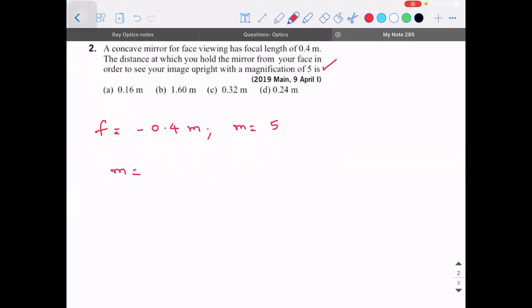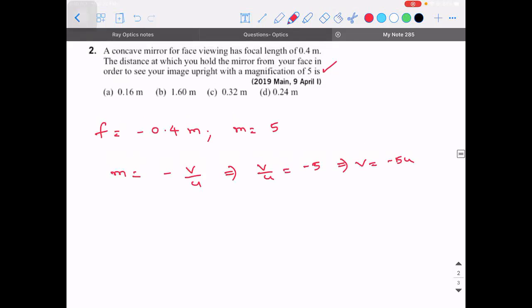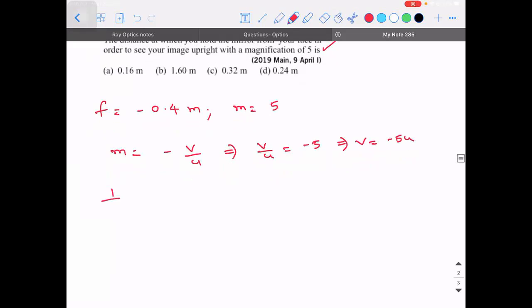So what is the formula for magnification? Minus V divided by U. Which implies V divided by U is minus 5. So from this we can get V is equal to minus 5U. They are asking for the object distance. So 1 by F is equal to 1 by V plus 1 by U. 1 by minus 0.4 is equal to 1 by V, which is minus 5U, plus 1 by minus U.